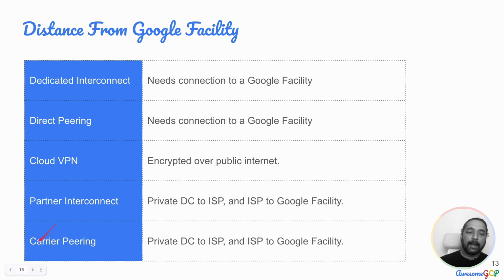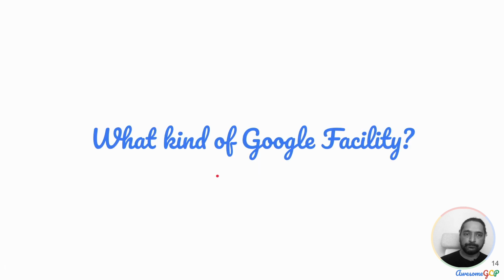With the two words partner and carrier, we are looking at an intermediate ISP that is going to connect to the Google Cloud facility directly, and your company, your private data center, is going to connect to that ISP, right? So this is at a very high level. We haven't got into the full details yet, but we've established now that there are different options depending on the distance from a Google facility, right? How close are you to a Google facility? Then what are the wires you can draw from your data center to Google Cloud? And if you don't have that, you can go via a partner or a carrier. And if you can't do even that, you can go over the public internet and use Cloud VPN.